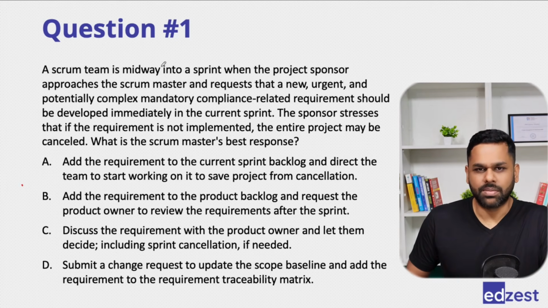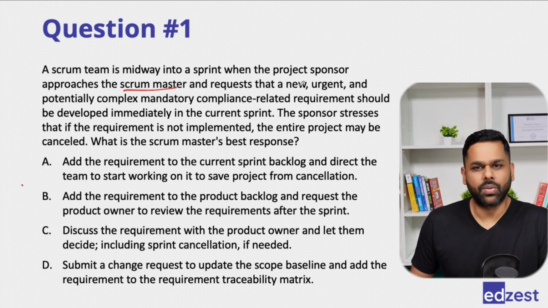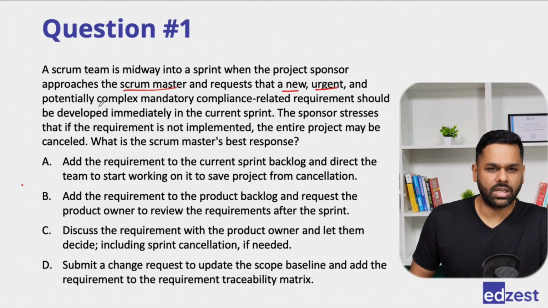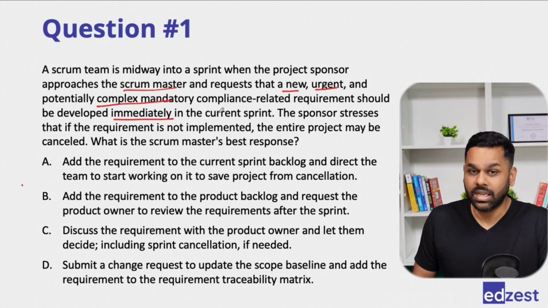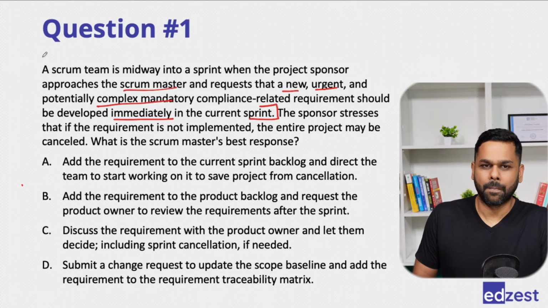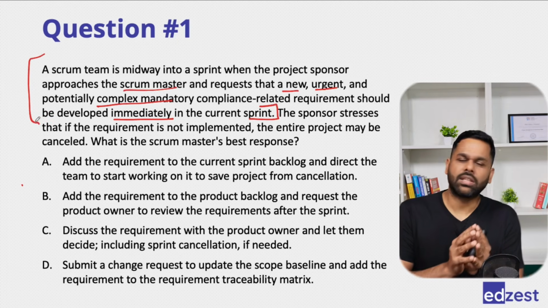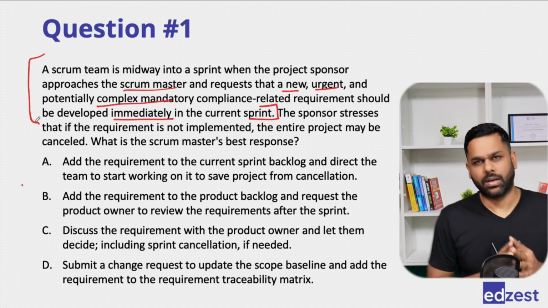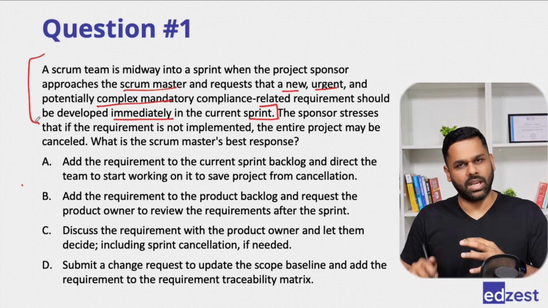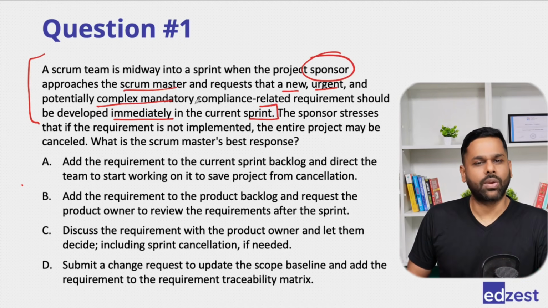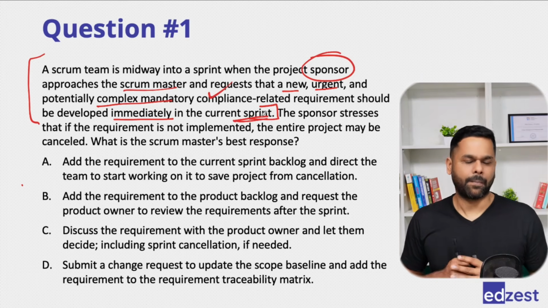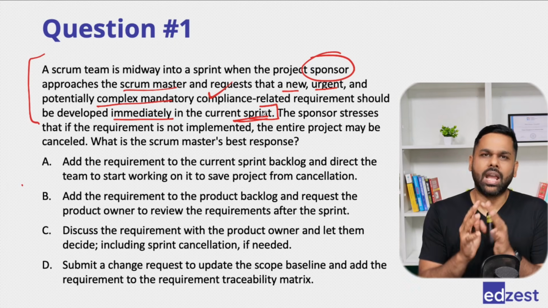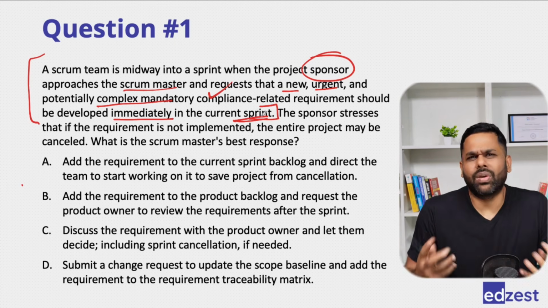A Scrum team is midway into a sprint when the project sponsor approaches the Scrum Master and requests that a new, urgent and potentially complex mandatory compliance related requirement should be developed immediately in the current sprint. We have to always read the scenario from the project management's perspective. So in this project, there is a sponsor who is saying that there is a requirement which is very, very important, must be done immediately in the current sprint. That's the scenario. So we don't have to think about what would be the question, what else is it.